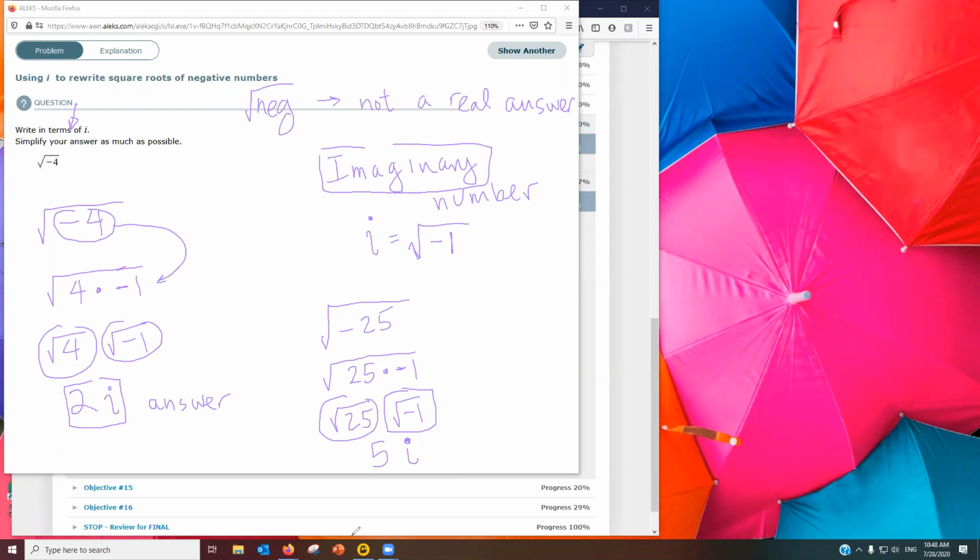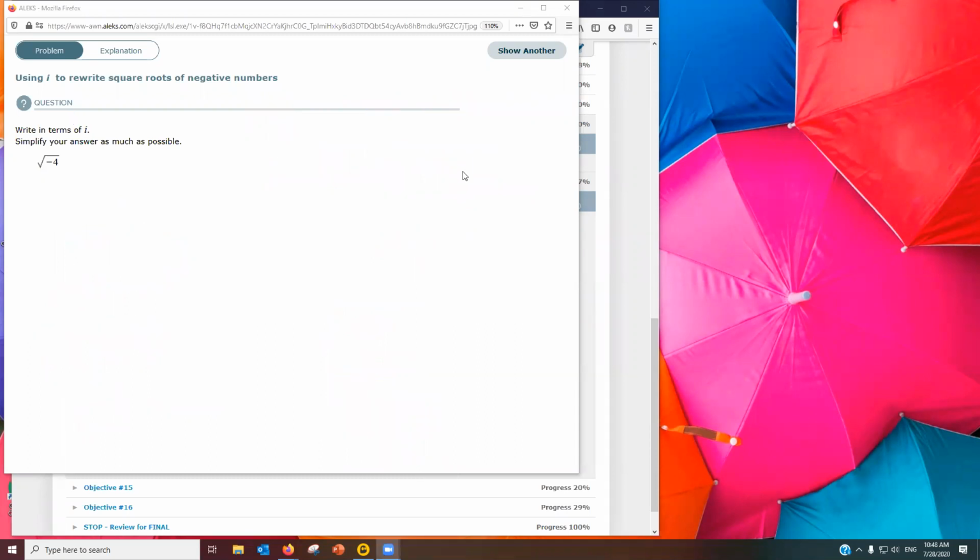All right, we're going to be using this imaginary number in the next few objectives. For example, when we go to solve quadratic equations, we might end up taking the square root of a negative number. All right, let me do a few more examples here.